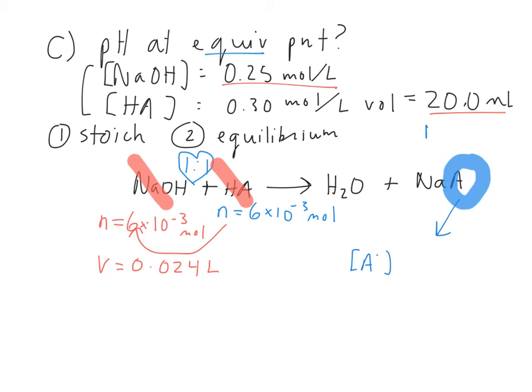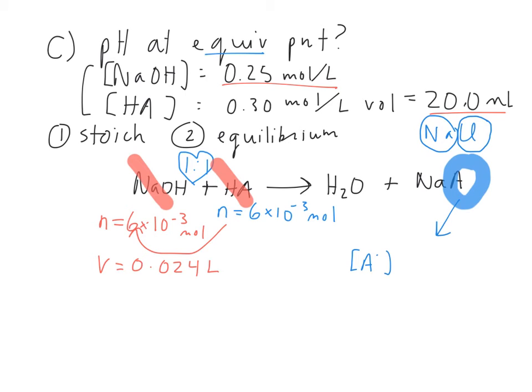Now, as a side, if I was making NaCl, we've already talked about salts, right, and their effect on pH. It depends on what they're made of. In this NaCl, chloride's not going to affect the pH, sodium's not going to affect the pH, so that's why NaOH plus HCl at the equivalence point would be a neutral solution, right?